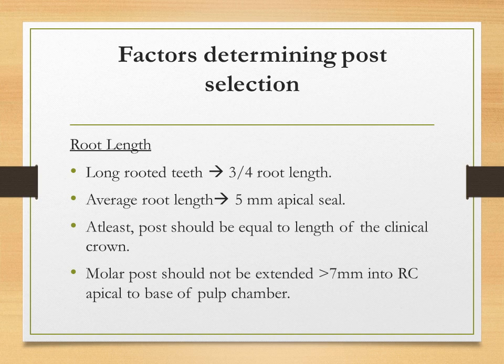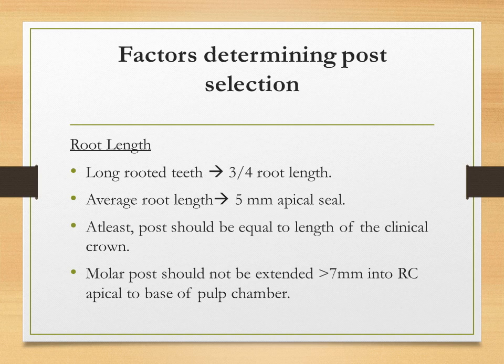This is because generally we have seen that in molar teeth the roots can be quite curved, or there can be variations in the root canal after this 7 mm length. So that is the apical third of the root canal system. In such cases we do not want to have the post extending beyond 7 mm.